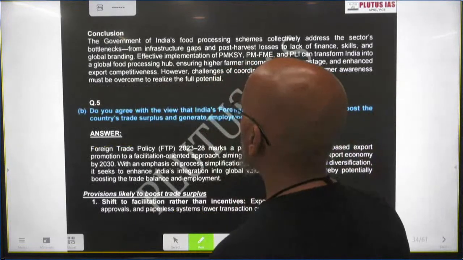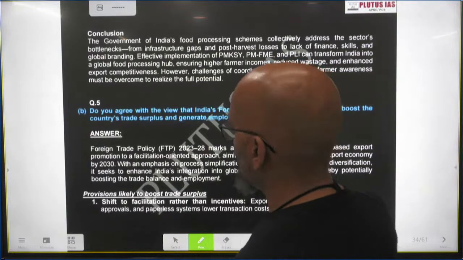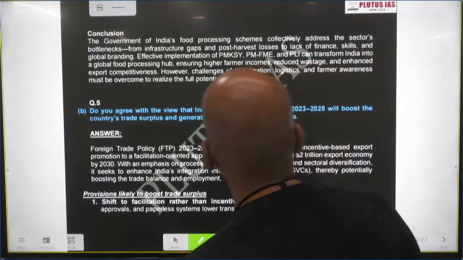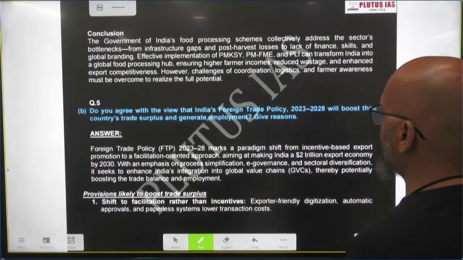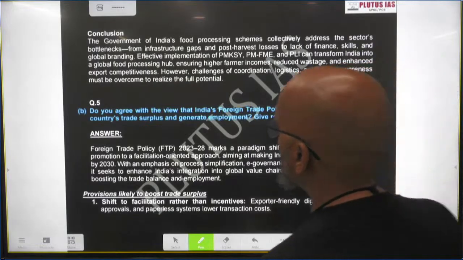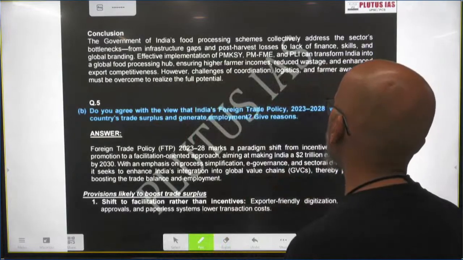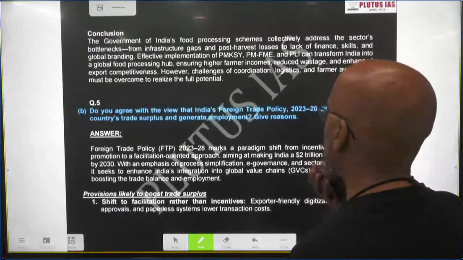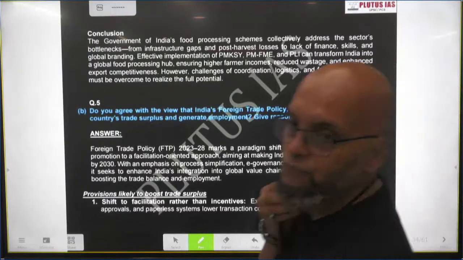So the Government of India's food processing schemes collectively address, that's the conclusion, the sector's bottlenecks, from infrastructure gaps and post-harvest losses to lack of finance, skills and global branding. Effective implementation of PMKSY, PMFME, and PLI can transform India into a global food processing hub, ensuring higher farmer income, reduced wastage, and enhanced export competitiveness. However, challenges of coordination, logistics, and farmer awareness must be overcome to realize the full potential.